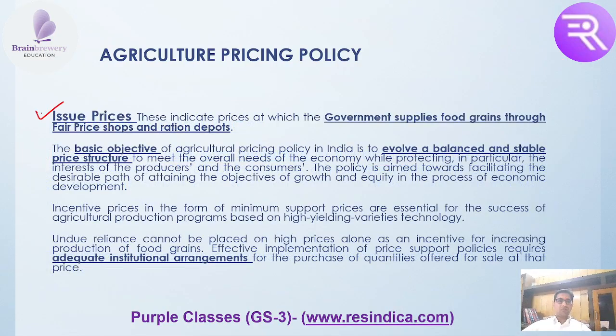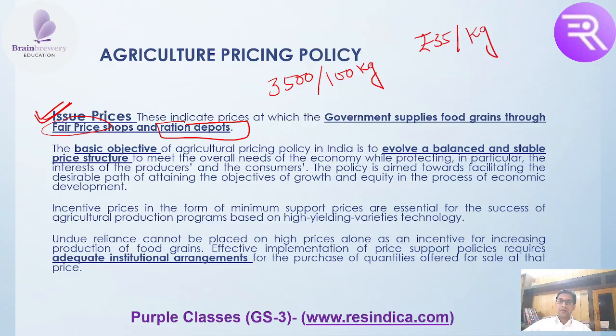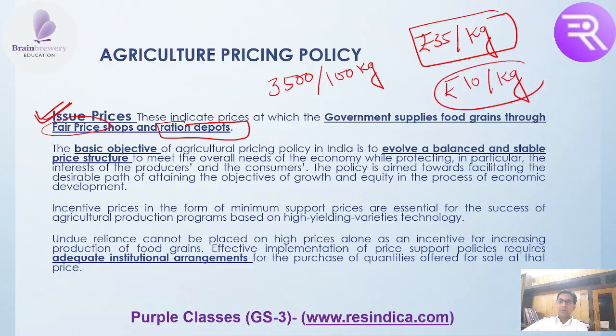Then we have an issue price. What is the issue price? Here, after buying the grain, the government provides this food grain through a fair price shop, or we call it a ration shop. Ration shop में जाते हैं, like the government bought at 3,500 rupees for 100 kg. So how much is that per kg? Rupees 35 per kg. Now the government will sell this from the PDS or fair price shop at rupees 10 per kg. That is the issue price. The government will bear the loss, and the loss will be called a subsidy.